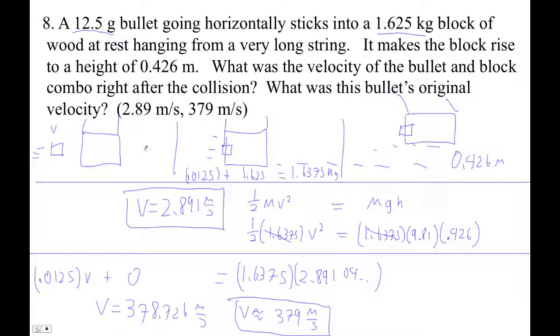So again, draw your pictures. Remember, in the bullet striking the block, momentum is conserved, but kinetic energy is not. And then when it swings up to some height, kinetic becomes potential.